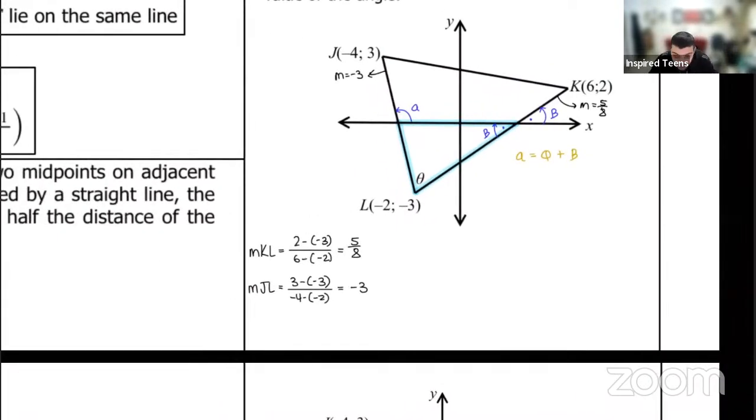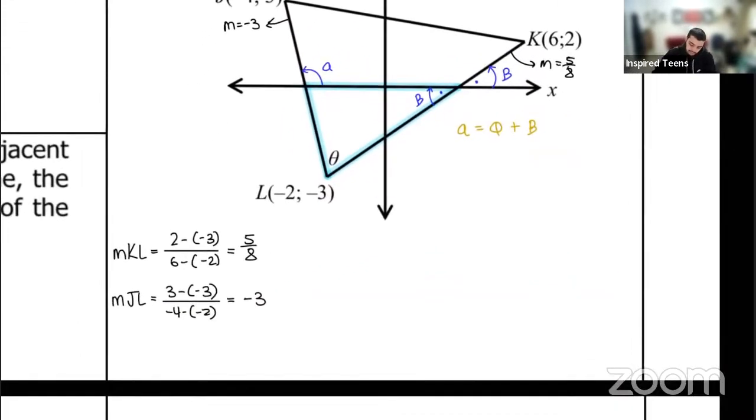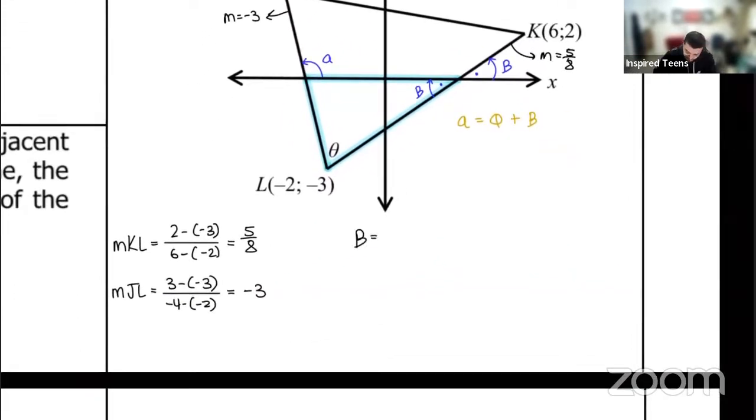So now when I have the gradients, I can solve for the angles, right? So let's solve for beta. Remember the formula: shift tan of the gradient gives you the angle of inclination. So beta is going to be calculated by shift tan of my gradient, 5/8. It's the gradient of that straight line. I calculated it using the gradient formula because I have two coordinates. It's going to give me the angle of inclination of that straight line, which is really what I want.